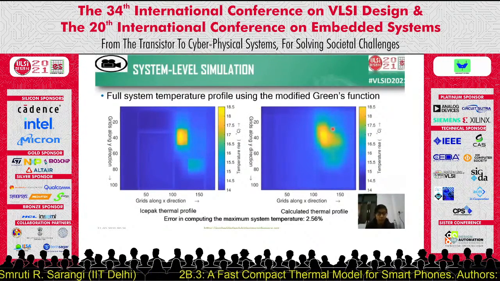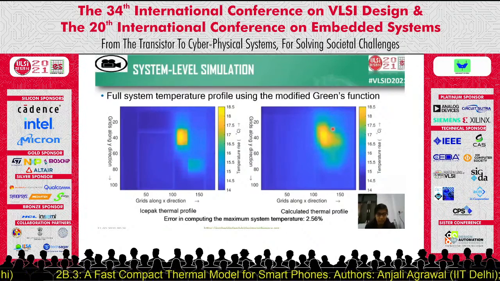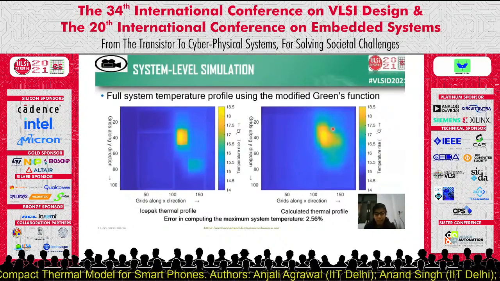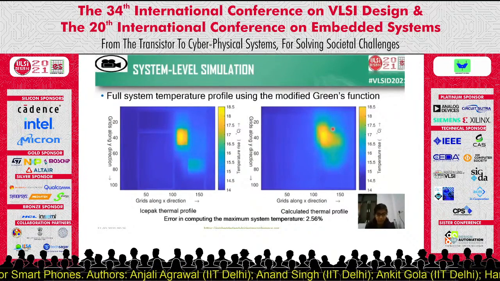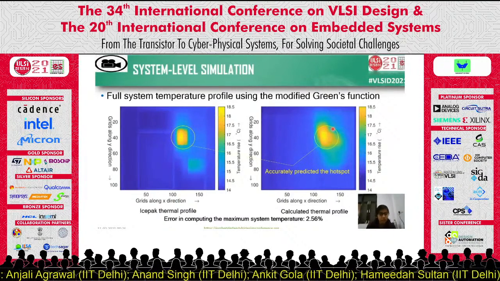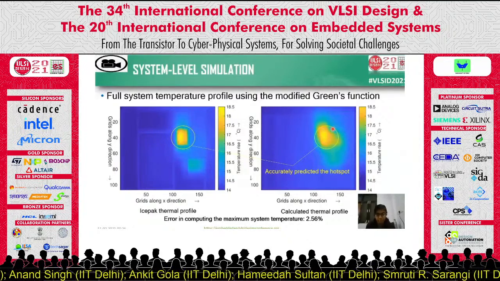System level profile using the modified Green's function. On the left we have the IcePak thermal profile, and on the right we have the calculated thermal profile. In this case the error was 2.56%, and as we can see here also, we accurately predict the location of hotspots and the maximum temperature rise at those locations.